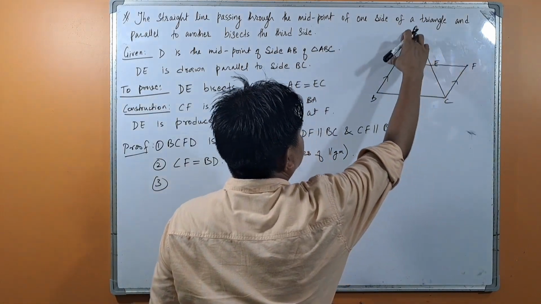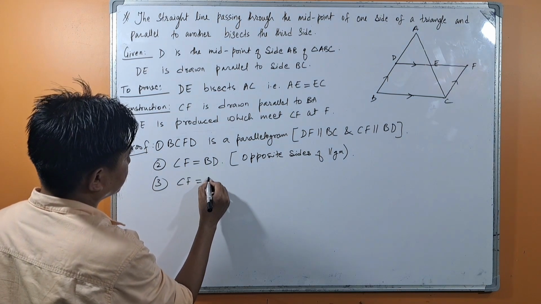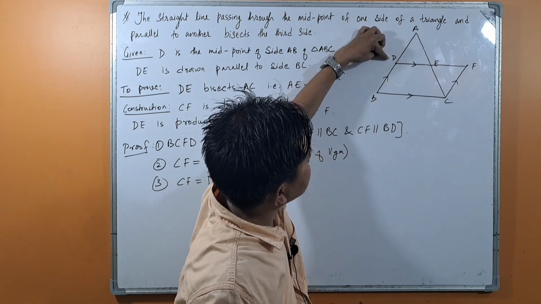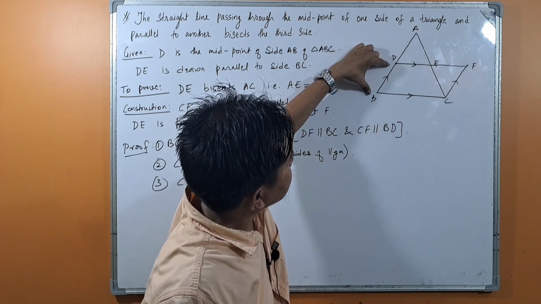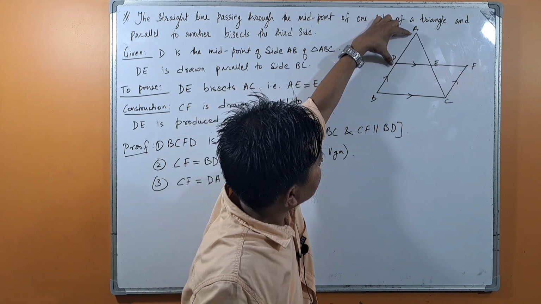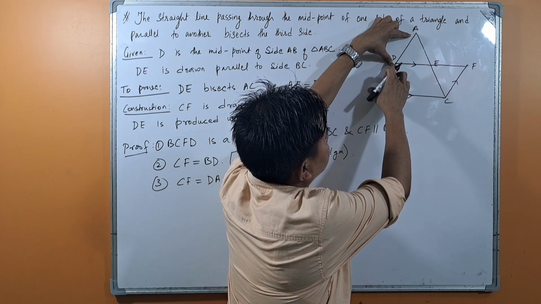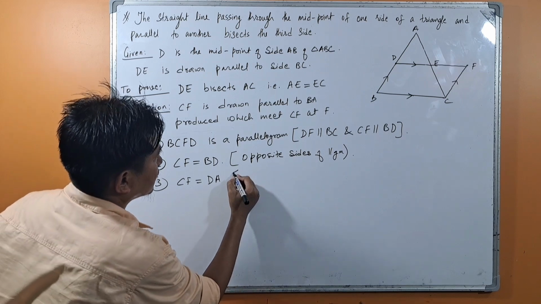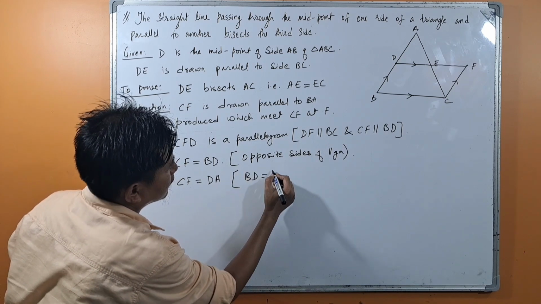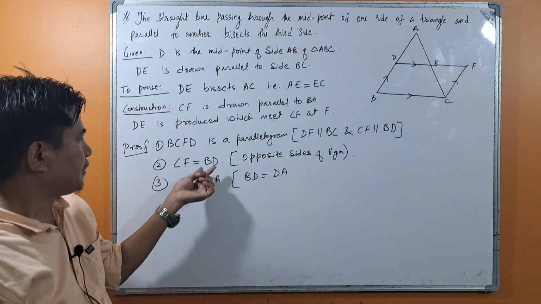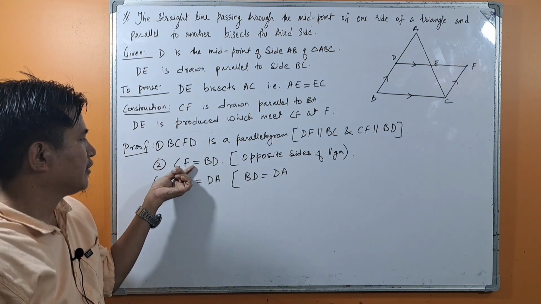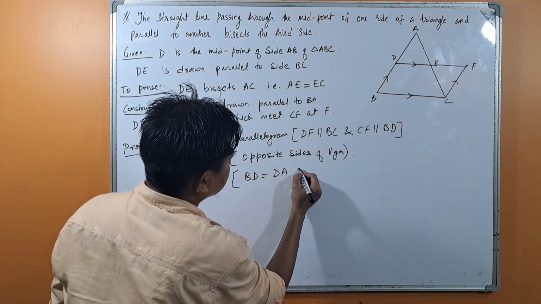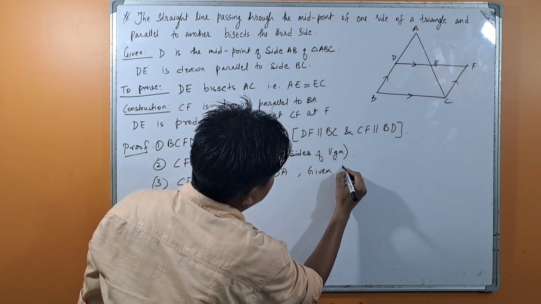Now number 3: CF must be equal to DA, because D is the midpoint of side AB. That means BD is equal to DA. But CF equal to BD, and BD equal to DA. That means CF equal to DA, because D is the midpoint. This is given.